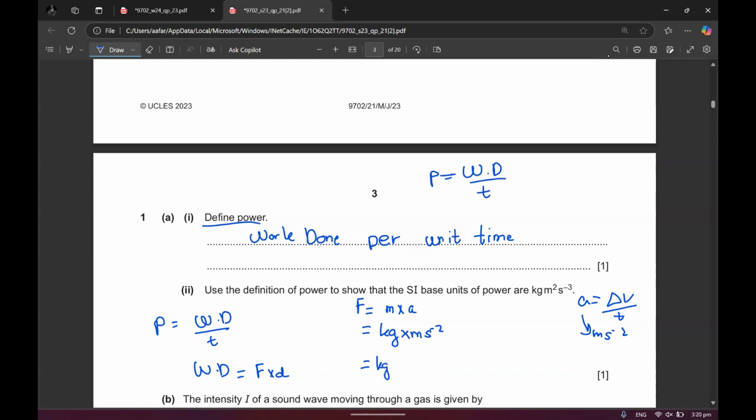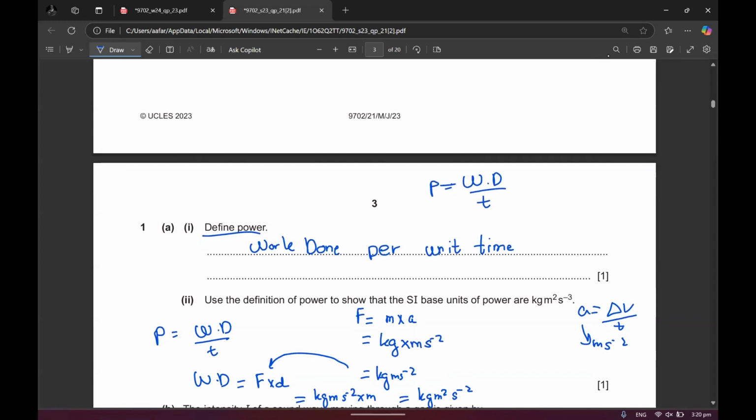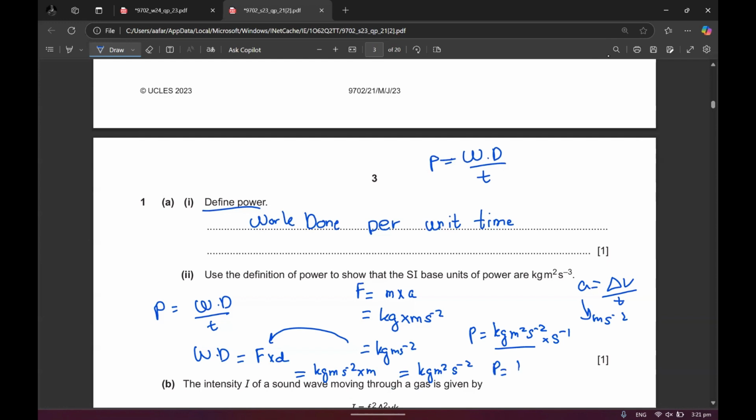So for force we get kg meter per second square, and if you put that in work done, we get kg meter per second square into meter. So work done becomes kg meter square per second square, and now we divide it by time. So power is basically kg meter square per second square divided by time, which is seconds. Since it is being divided by time, you can take it over there and say it's basically s to the power minus 1. That will add. So you get kg meter square per second cube.